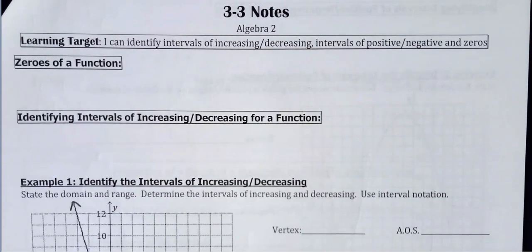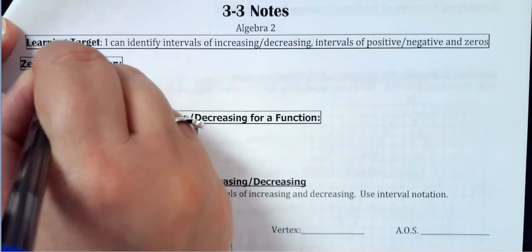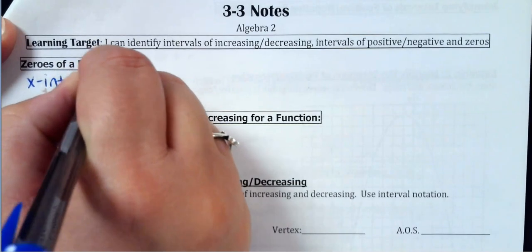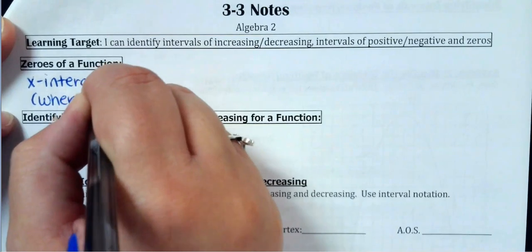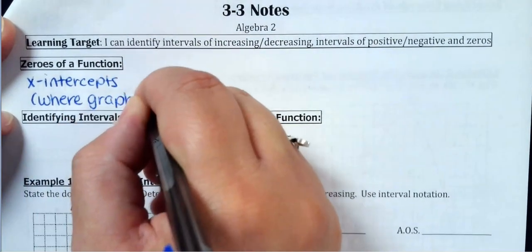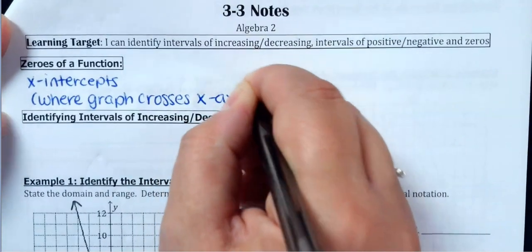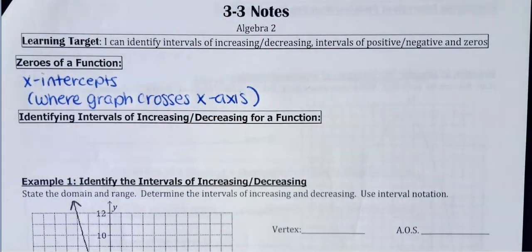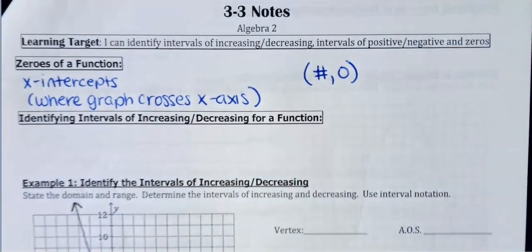All right, what we call the zeros of a function. These are x-intercepts, and that's just going to be where the graph crosses your x-axis. Zeros of a function. It's an x value where the corresponding y value is going to be 0. And they're always of the format, it'll be some number, and then the y coordinate is going to be 0.